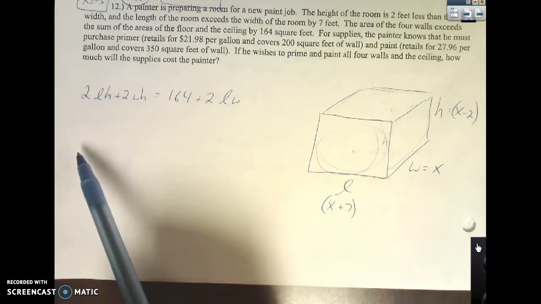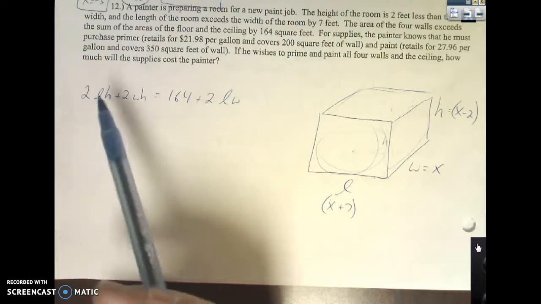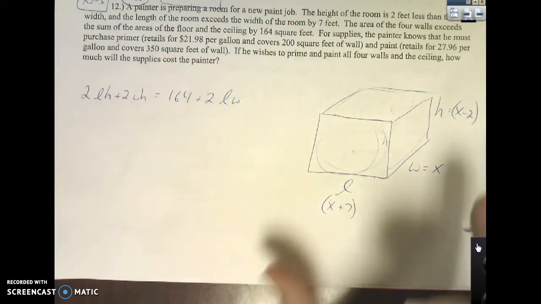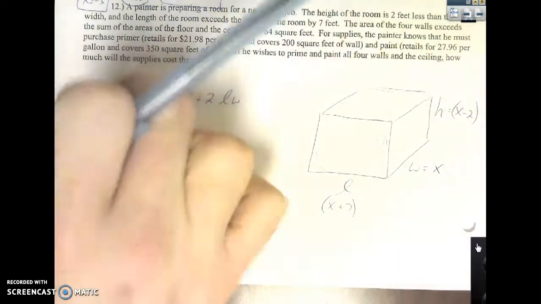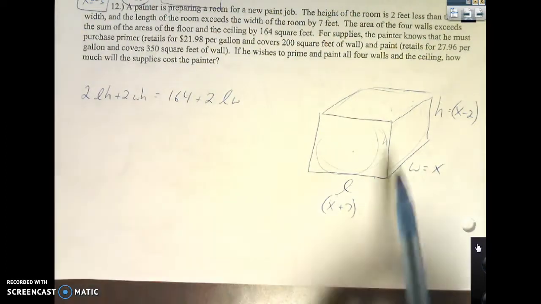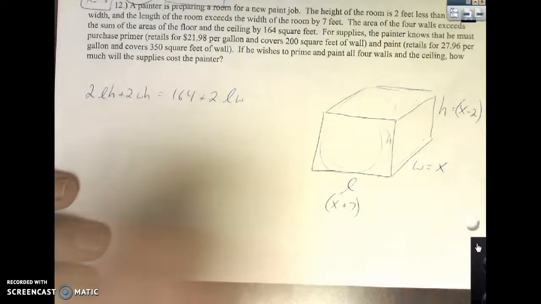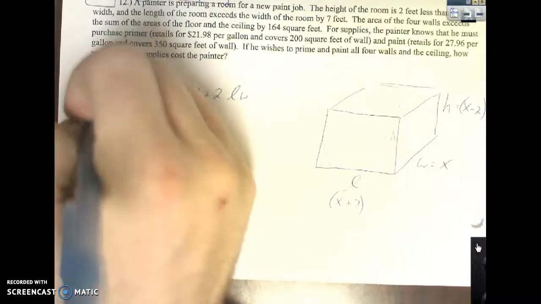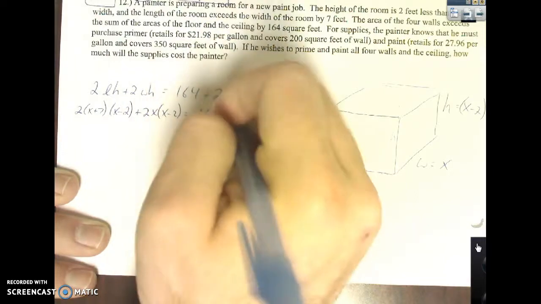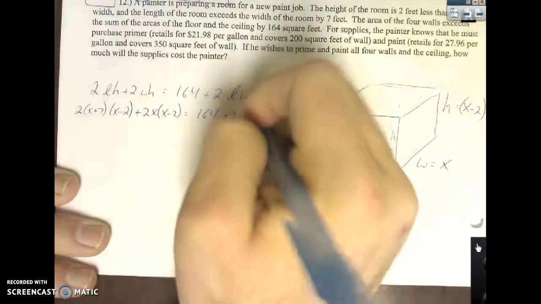Now, the next part everyone's going to freak out about, but what's your L? Your L is x plus 7. What's your H? x minus 2. I'm taking all of this and plugging it in over here. If you can get to here, you're getting 2 out of 5 points for the most part. So now I'm plugging everything in. Length is x plus 7, height is x minus 2, my W is x, H is x minus 2, length is x plus 7.